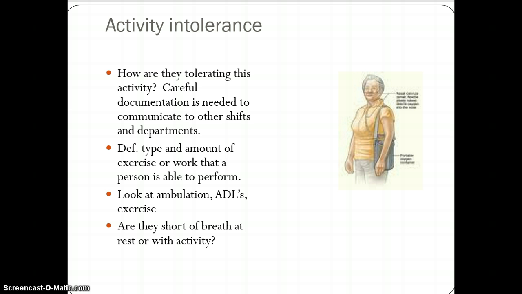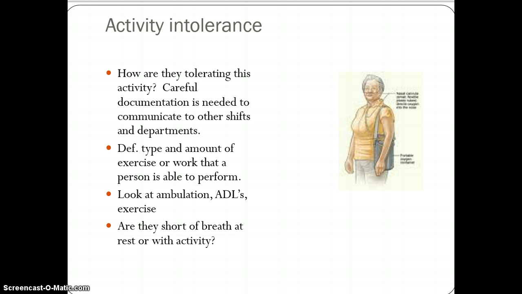When we look at activity intolerance, it takes us back to that oxygenation unit where we think about how are they tolerating it? Do they get to the door and they're huffing and puffing and they have to sit down? Or are they just a little short of breath and they need maybe their oxygen turned up to 2 or 3 liters? What type of work and exercise is causing that?